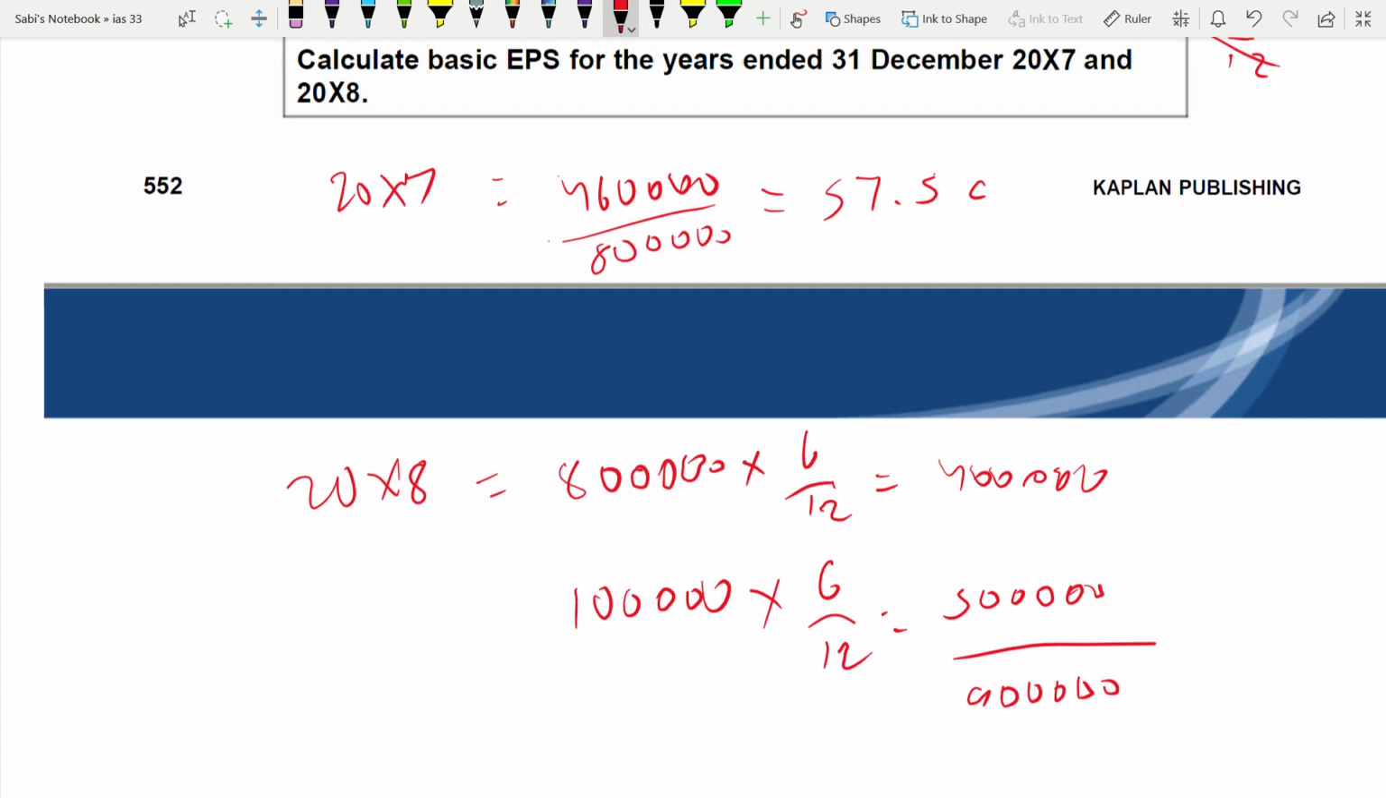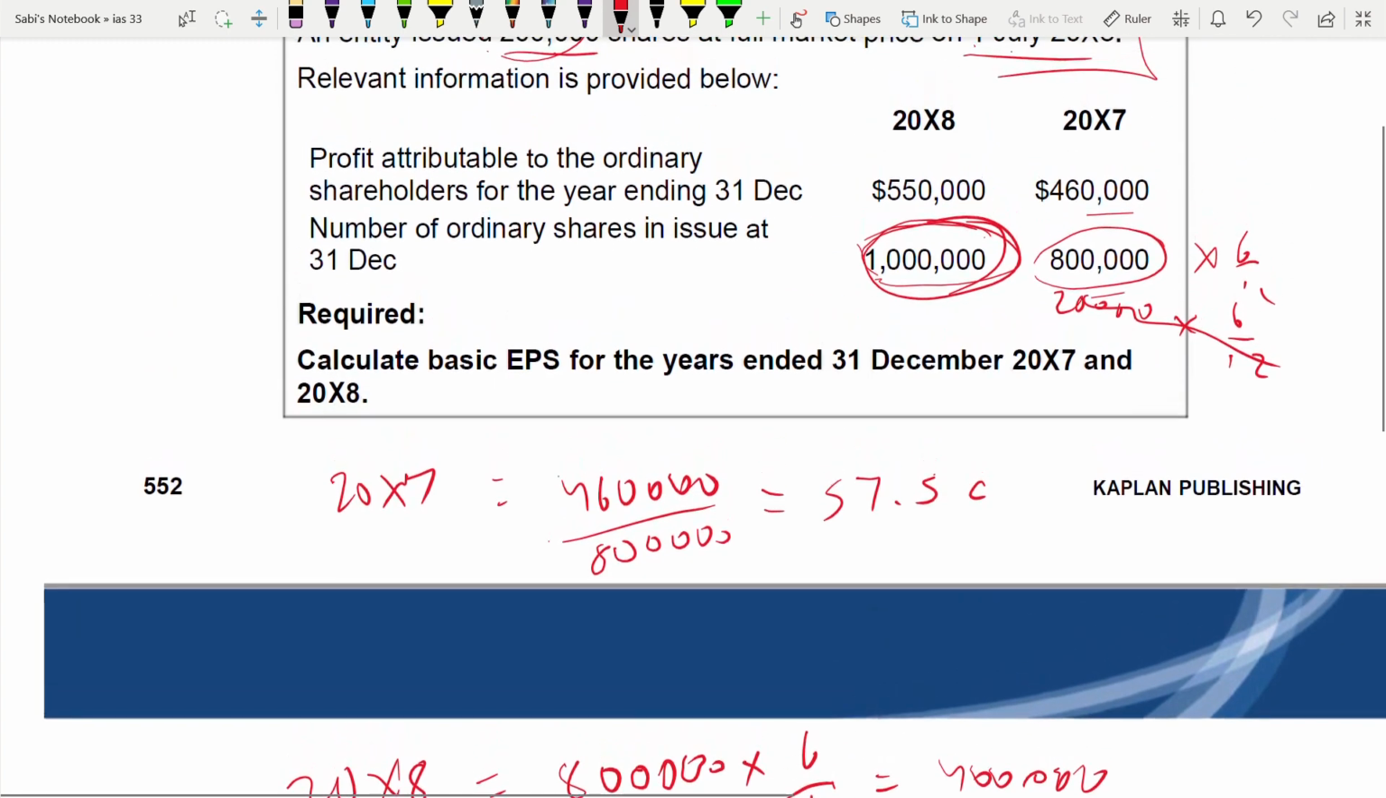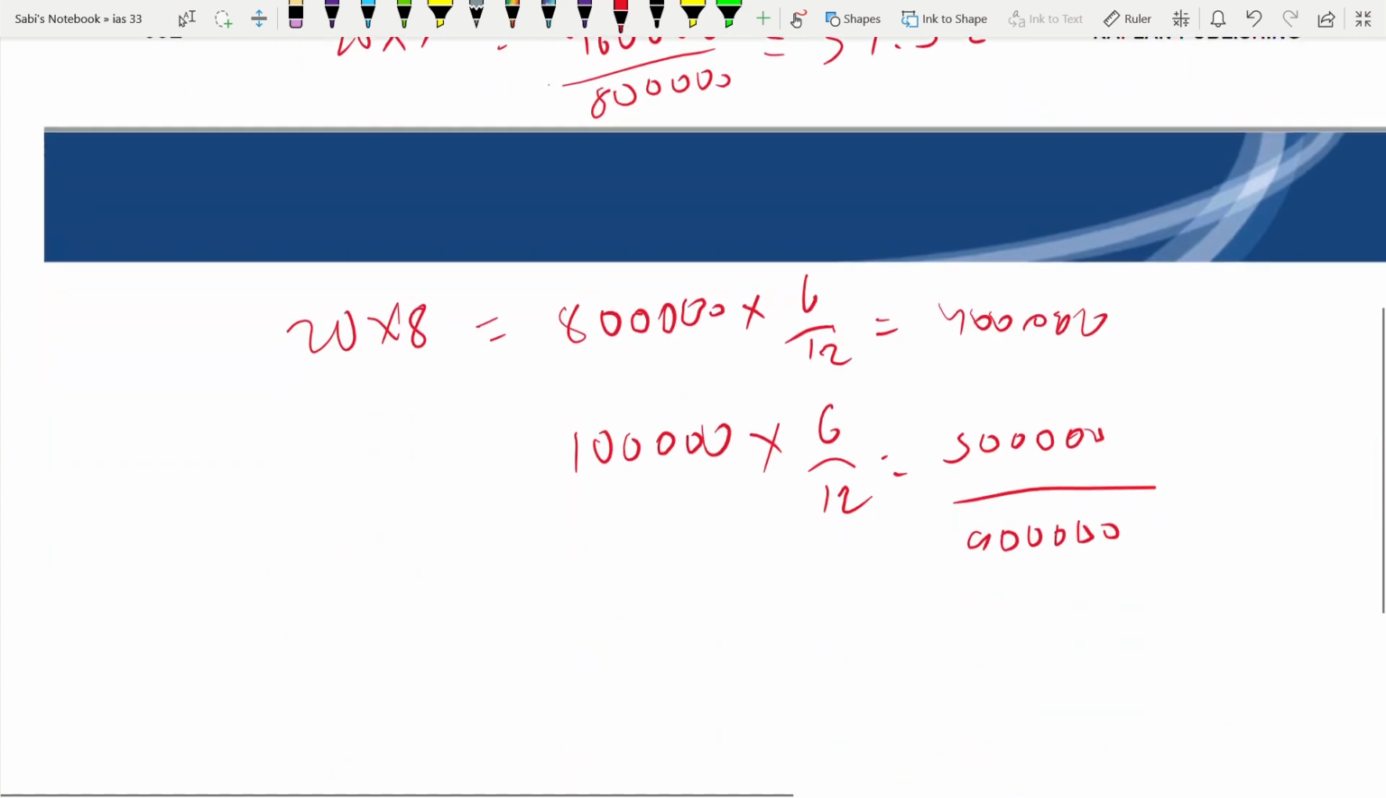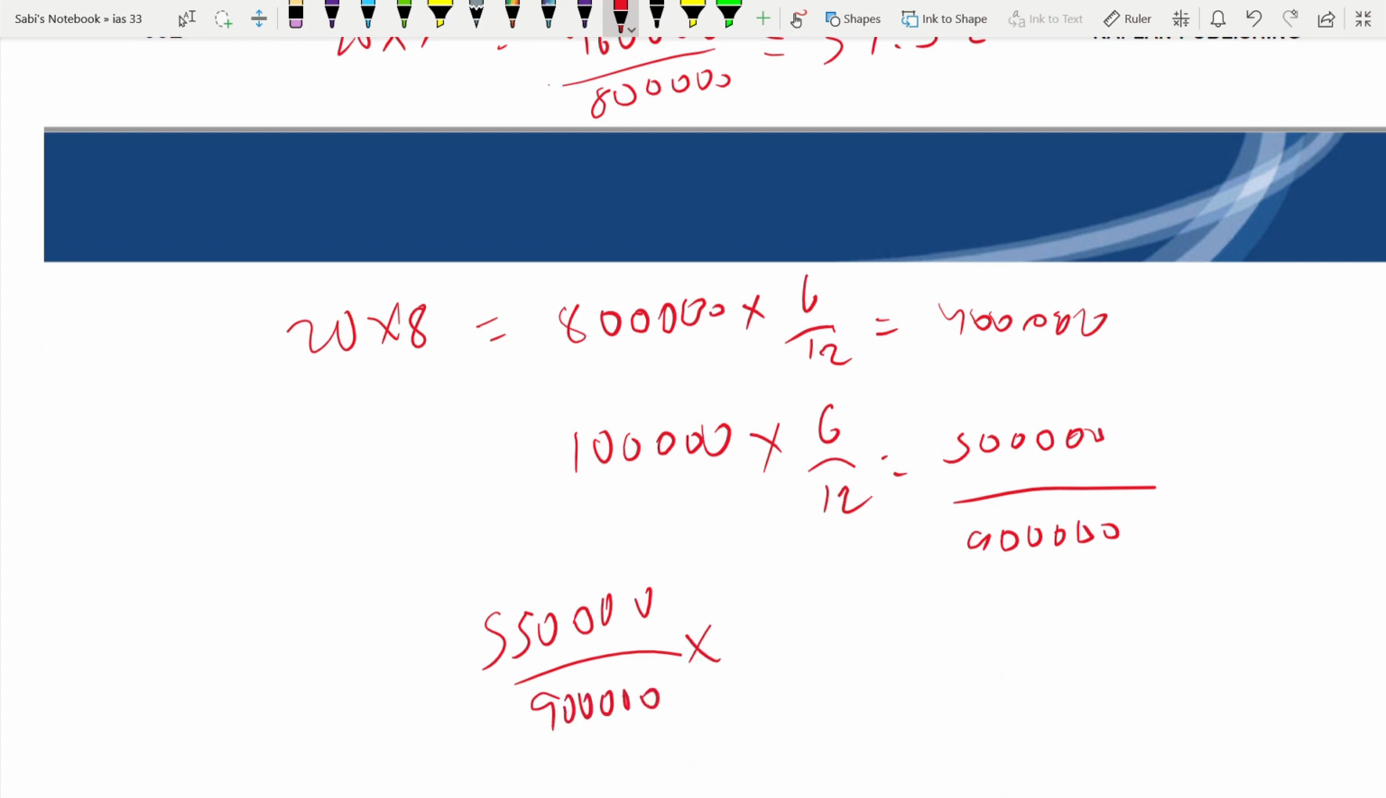Your profit will not change. It will remain 550,000. Only your shares will change. So it will be 550,000 divided by 900,000, the new weighted average, which will be equal to 61.1 cents. You see, this is how you calculate basic EPS. Now we are moving on to the bonus issue.